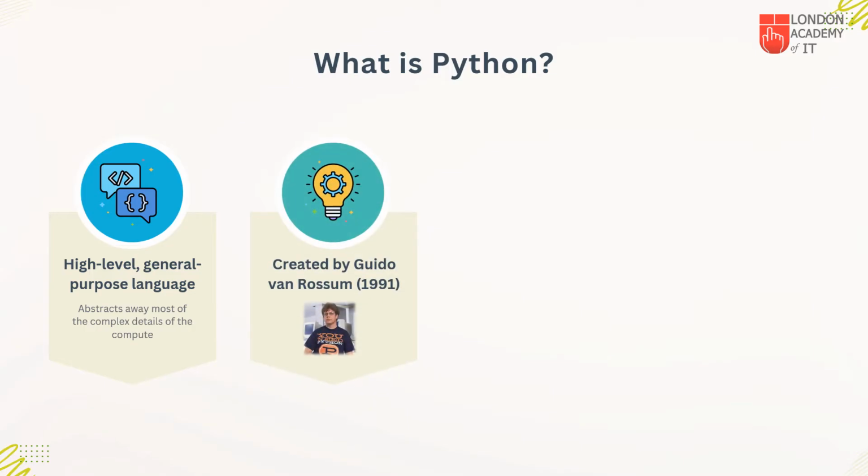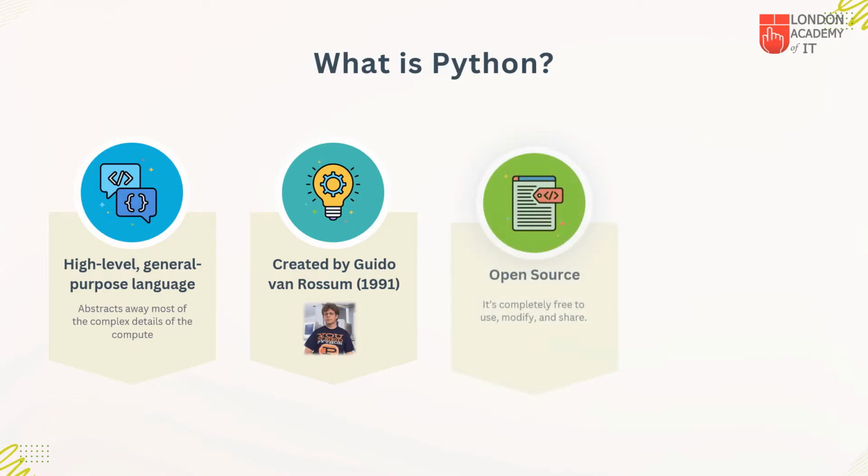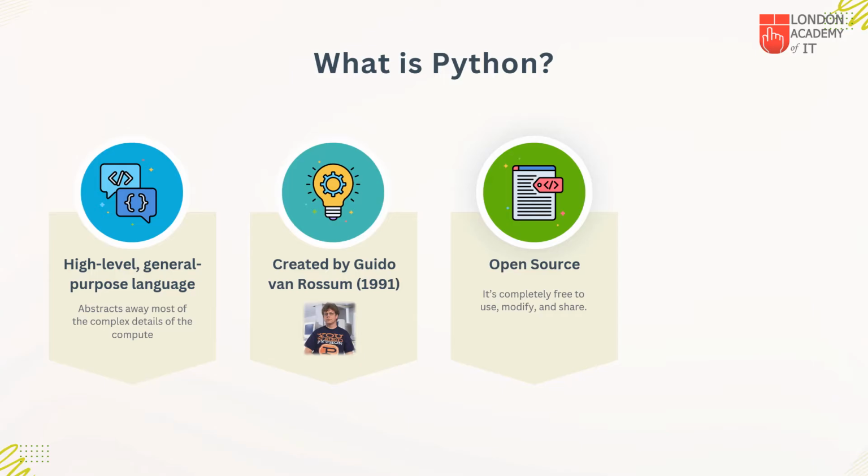Python was created by Guido van Rossum and released in 1991. It was designed to be easy to read, use, and learn, and it has stayed true to that philosophy ever since. It is completely free to use, modify, and share. A global community of developers contributes to its growth, ensuring it stays up to date and full of features.